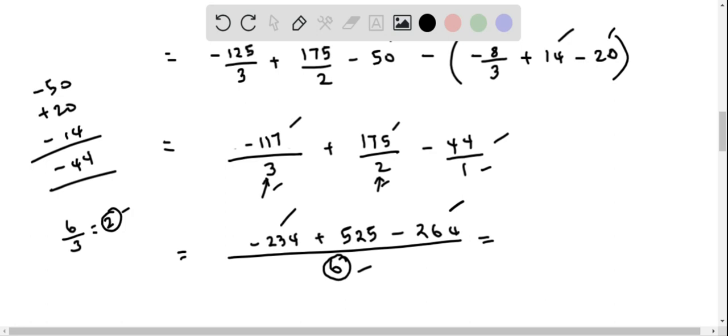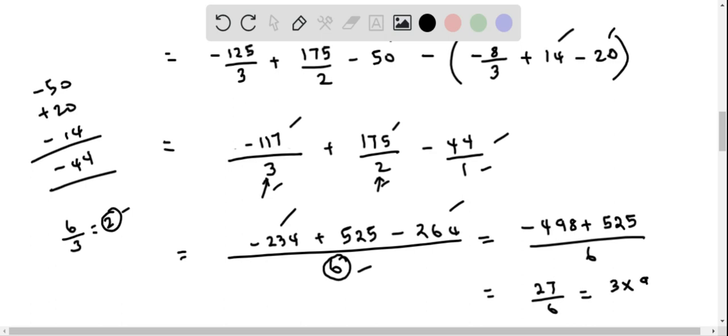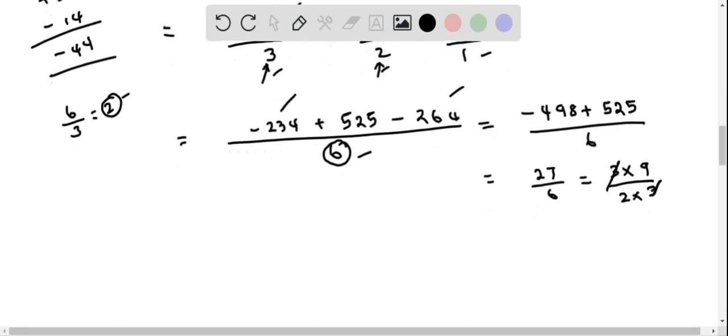equals negative 498, plus 525, divided by 6. And so this equals 27 by 6, which we reduce to a simple fraction. This is 3 times 9, and this is 2 times 3. We cancel the common term 3 and 3, and so this reduces to 9 over 2. So this is the area of the enclosed region.